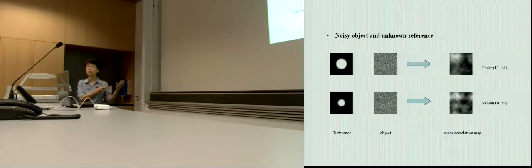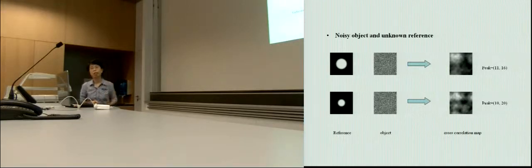Translation. This is a very simple one. There is no rotation, it's just a translation. So this gives us some hints that if we don't have a good reference, how much can we rely on the result we get from cross correlation? Obviously, the cross correlation of a single image with a reference is not very reliable.